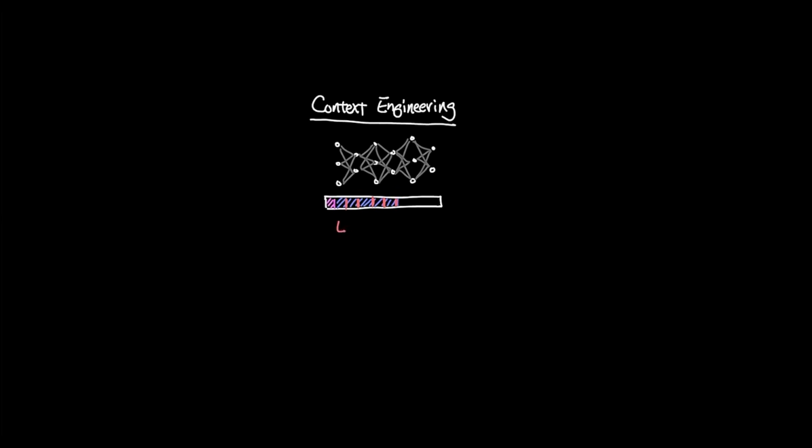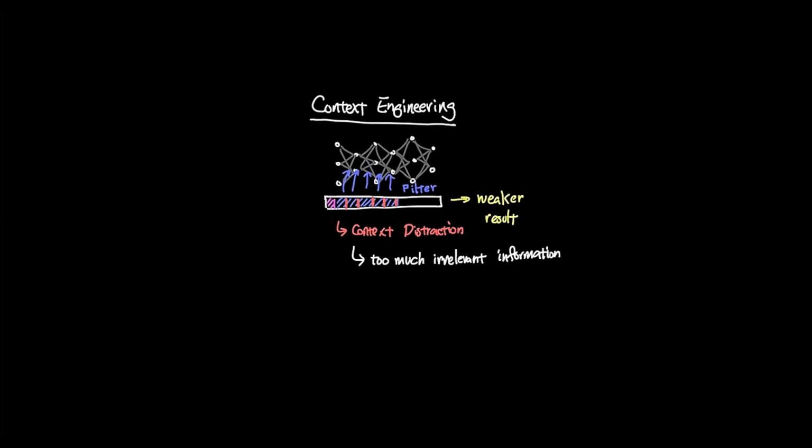Another example is what's called context distraction. Unlike context poisoning, where we have bad, incorrect, or outdated information that often leads to hallucination, context distraction is when too much irrelevant information is mixed into the context. And while hallucination is still a risk, the performance will be weaker because it has to work through filtering out what is and isn't important in the context window.